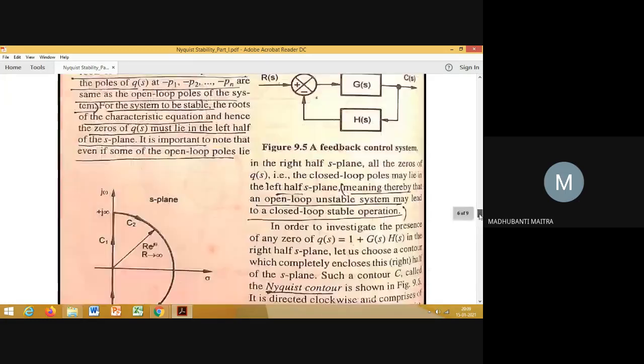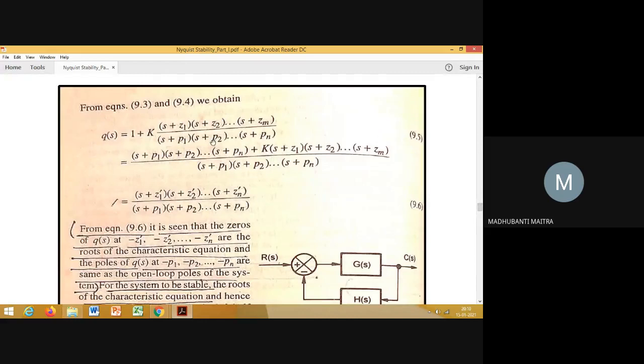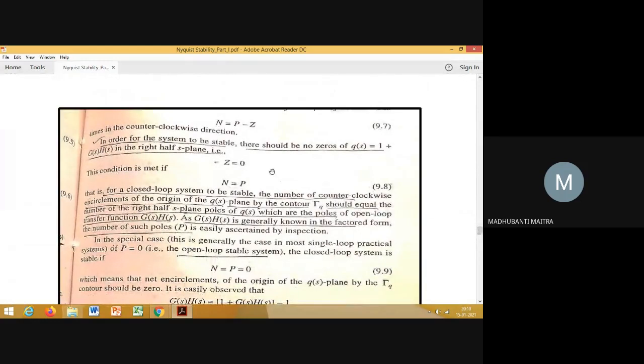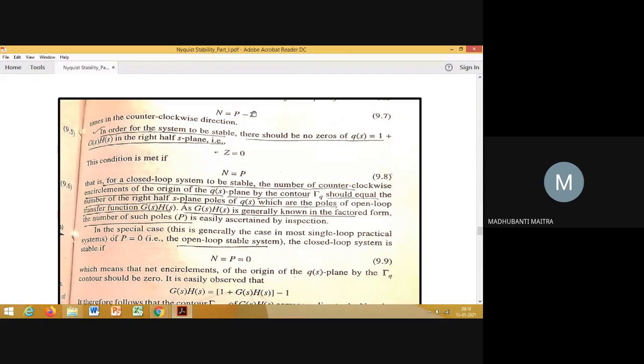And in the commonly occurring cases where the open loop system itself is stable, that means all the poles are lying in the left half of the S-plane, and hence the number of open loop poles lying in the right half of the S-plane is 0. So in commonly occurring cases when the open loop system is stable, the value of P will be equal to 0. Hence, Z should be equal to 0. The open loop system is stable, hence P is equal to 0. Therefore, for a system to be stable, N should be equal to 0. The number of encirclements of the origin of the Q(s) plane by the Q(s) plane contour corresponding to the Nyquist contour taken on the S-plane should be 0.